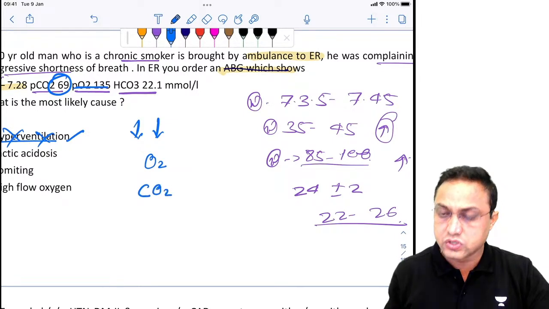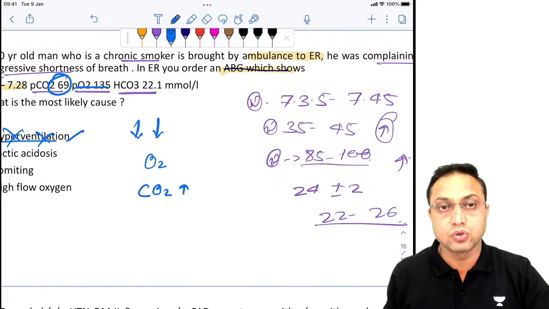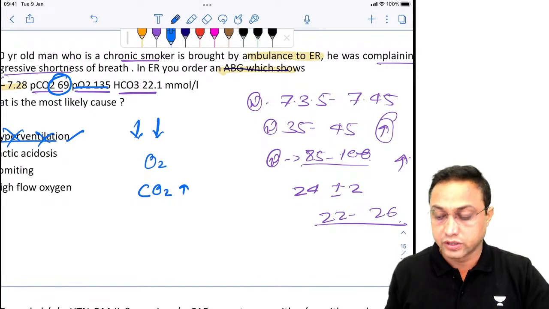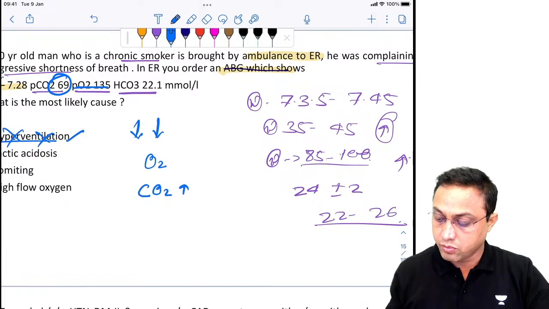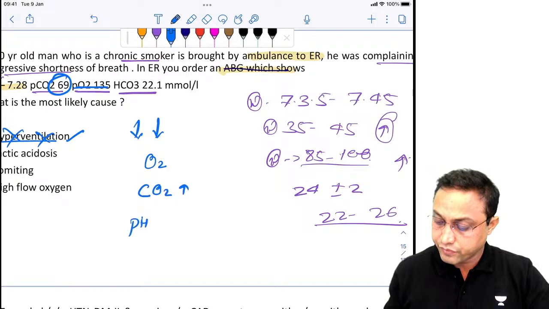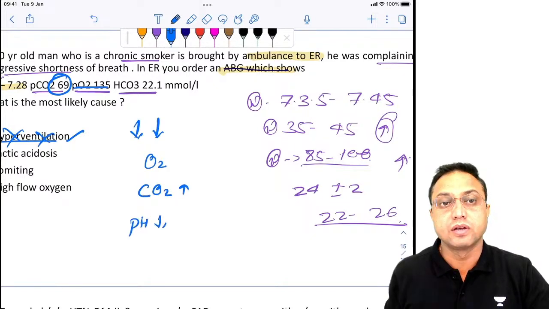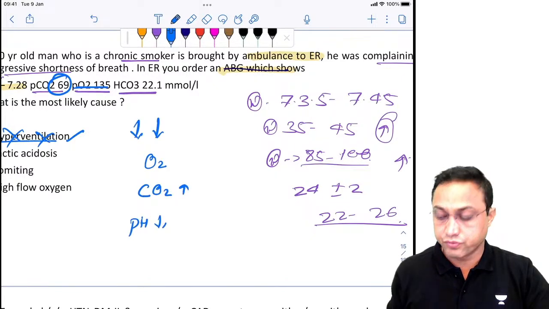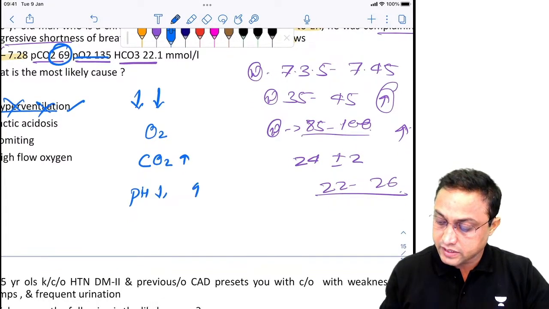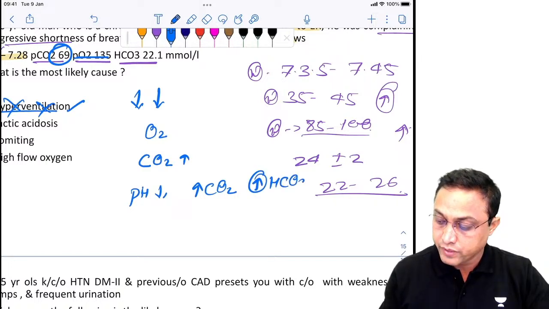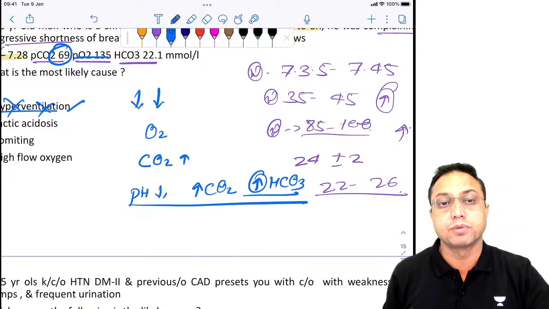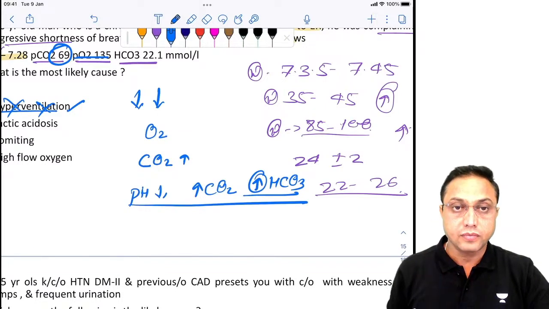If you give more oxygen, carbon dioxide is also going to increase significantly. In cases of pure respiratory acidosis, if the pH falls, then CO2 is going to increase, and bicarbonate is also going to increase in the case of respiratory acidosis, right?